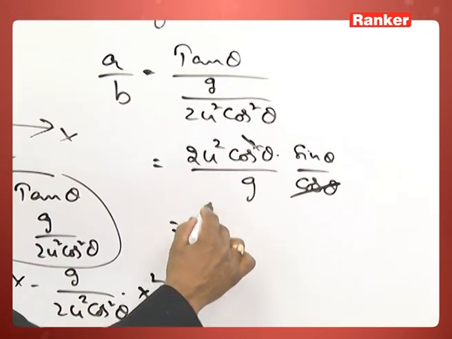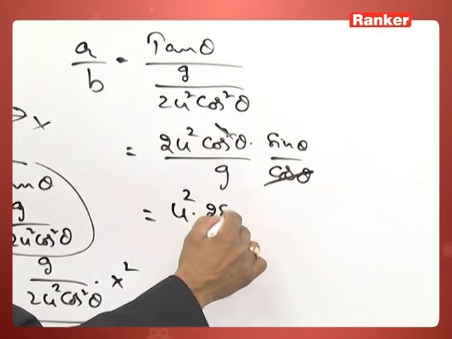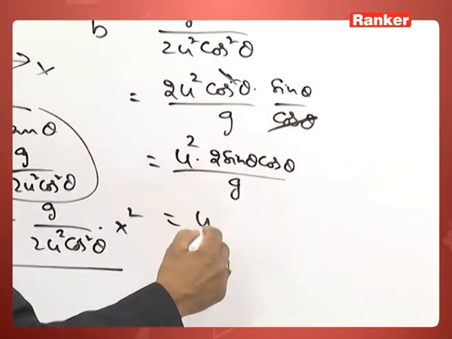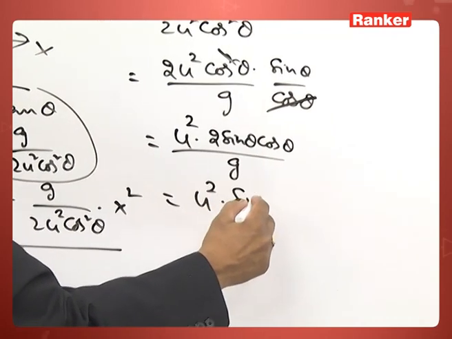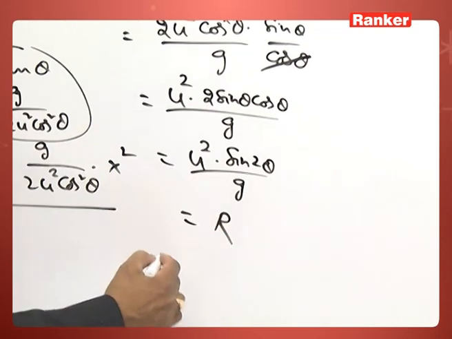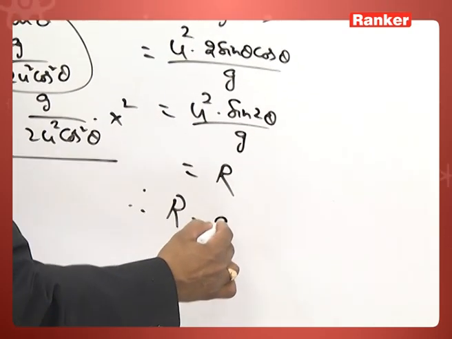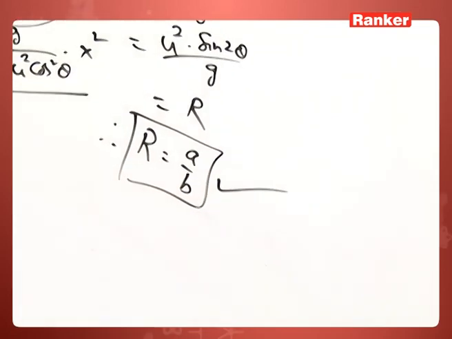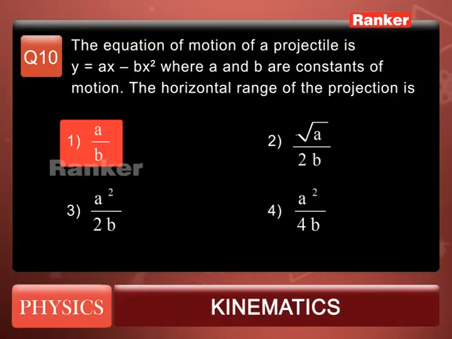Then how do you write this? U square, this I will rewrite as 2 sin theta cos theta by g. So, you know that 2 sin theta cos theta is sin 2 theta by g. Therefore, this will be the range. Therefore, you have to remember always, in terms of constants, range is a by b. This is a standard expression that you have to remember. So, option 1 is the correct answer.